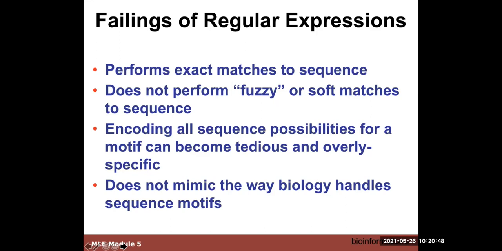So maybe if we had isoleucine, leucine, valine, methionine, but occasionally threonine is allowed, we'd have to either add a residue or we'd have to allow or use some kind of scoring matrix to say, okay, this is close enough, but not precise.